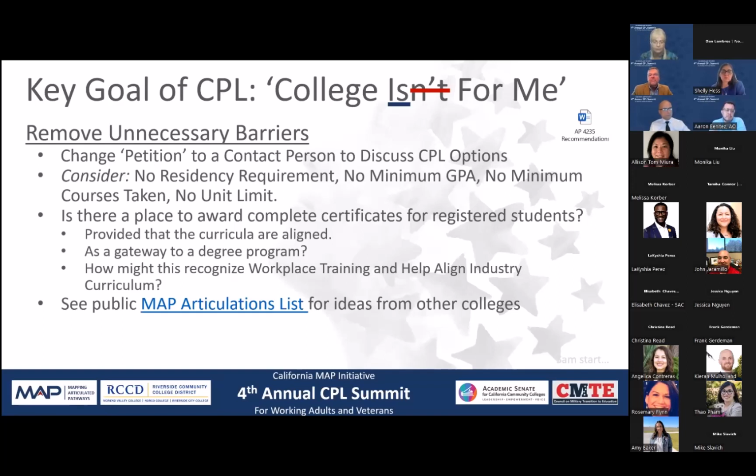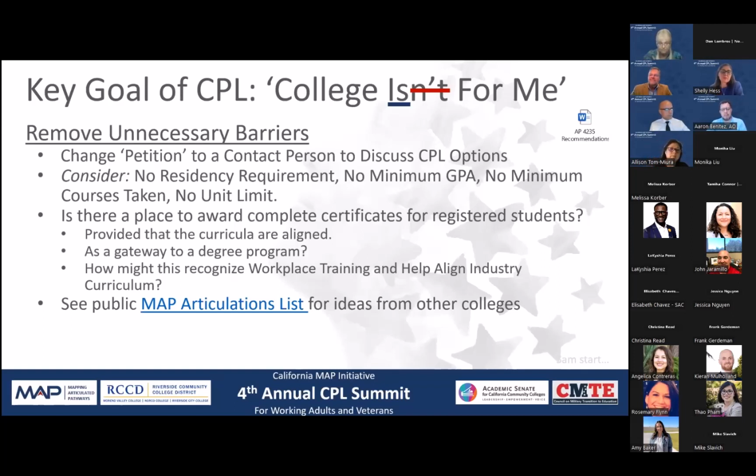Does your AP stop you from awarding complete certificates for registered students? And maybe Shelly and Allison might want to mention a little bit about some examples that they've encountered. Yeah, we have an example of a student from Miramar College in the fire technology program that was actually able to receive a certificate primarily based on CPL and the associate degree, given that he still had the 12 units in residence in the degree.